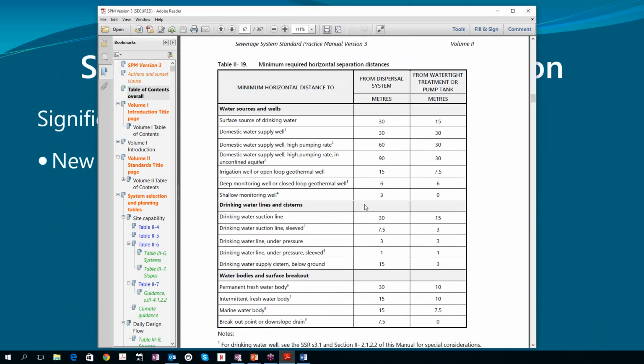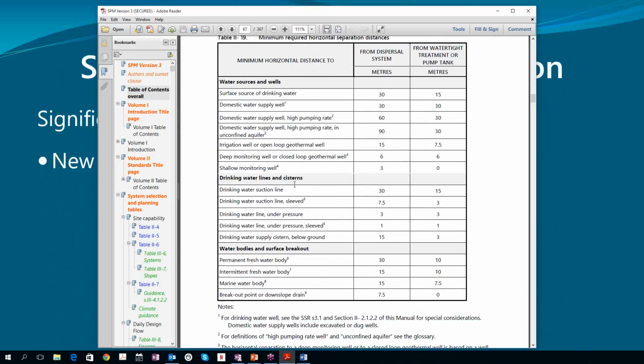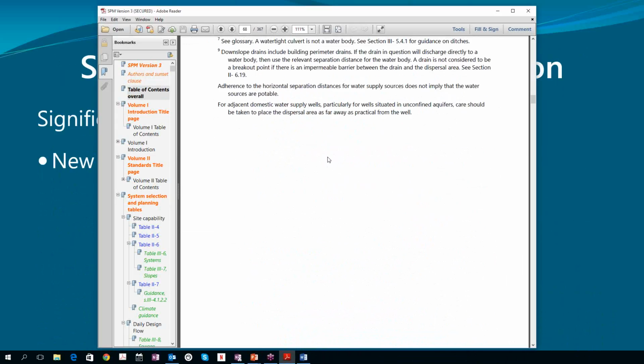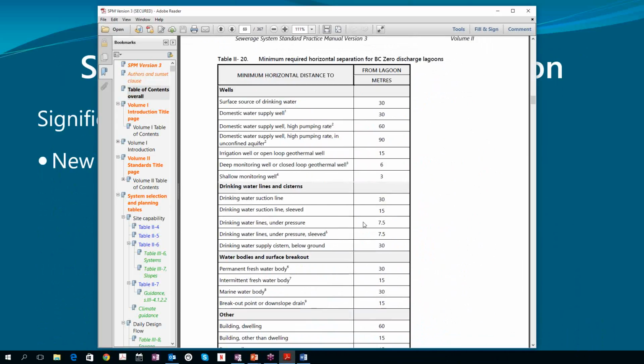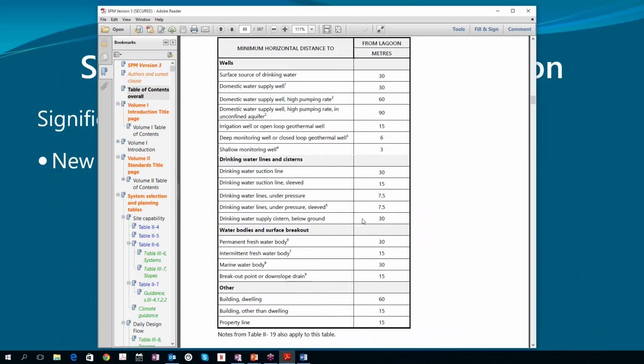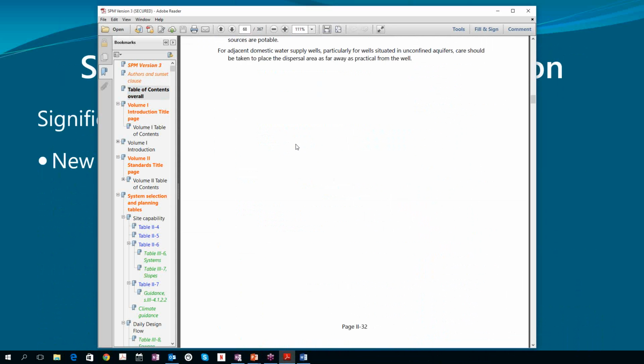For one thing, there's no distinctions between different treatment types or dispersal methods. The setbacks used to be different for type 1, 2, and 3 and for gravity versus pressure. Now the setbacks are the same for every system type, whether it's type 1, 2, 3, gravity, drip, sand mounds, etc., with the only exception being lagoons, which have their own table now. Right? So lagoons have their own distinct table.